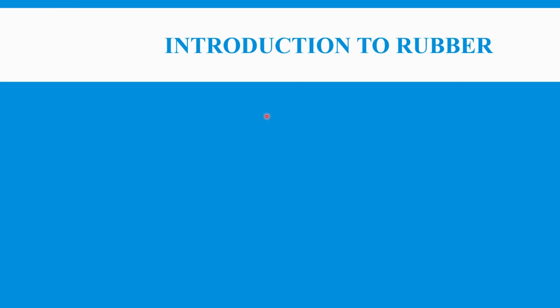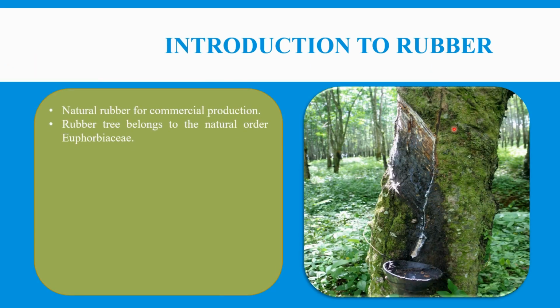Coming to the introduction to the rubber, here you can see the rubber is a very important plantation crop and it is a commercial one which gives major production, and it is only grown in the rubber belt regions. If you observe the picture here, you can see the plantation of the rubber, how the trees are very straight, tall and sturdy, and very useful. The natural order is Euphorbiaceae, and the commercial species is Hevea brasiliensis, which is used for commercial production.